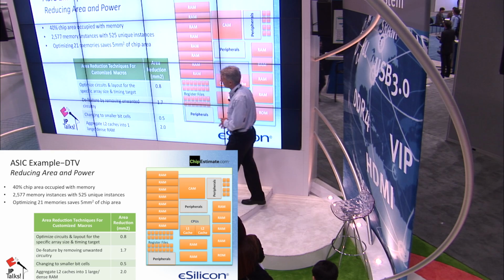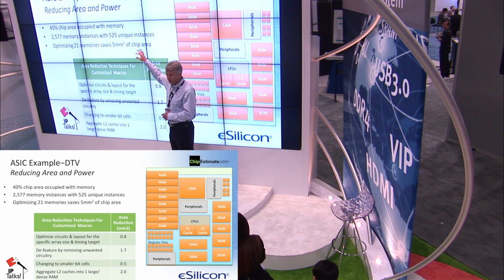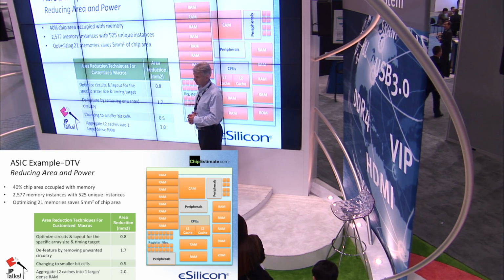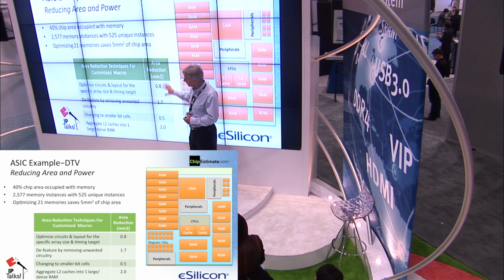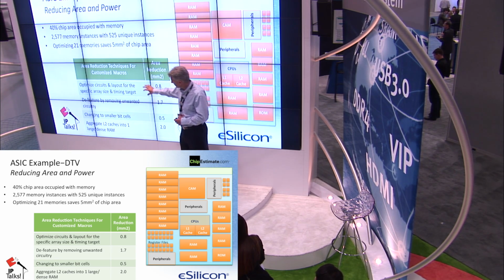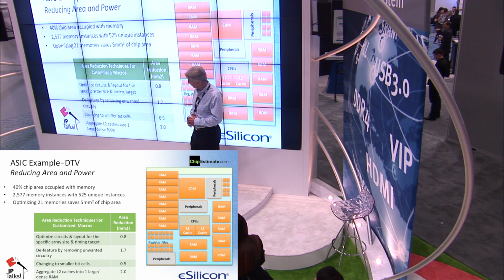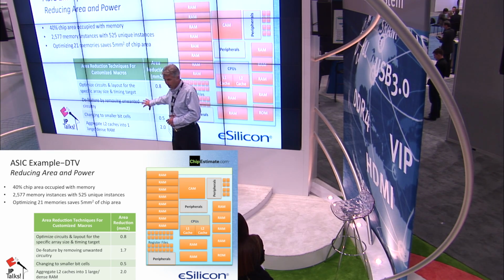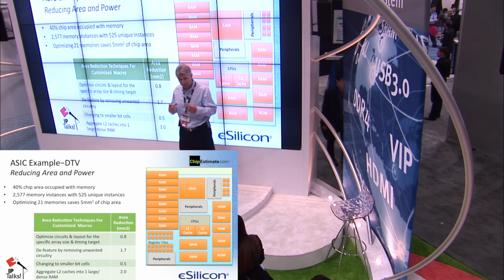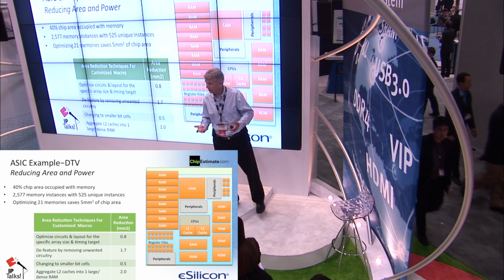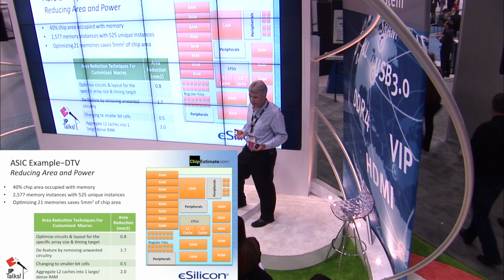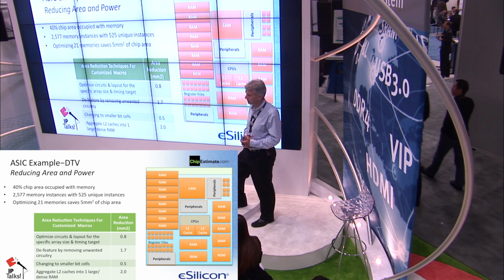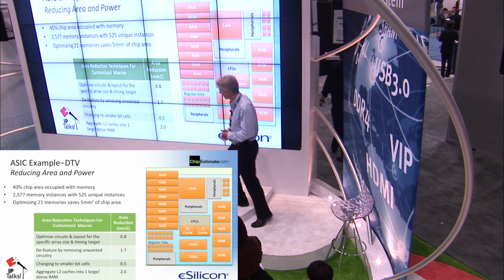What we were able to do was to save a total of 5 square millimeters of chip area, which in a consumer product makes a significant difference to the cost. The kind of area reduction techniques that we were able to use: circuit and layout optimization, and removal of unnecessary circuitry. A lot of the compilers put things in which give you a lot of flexibility, but if you don't need that particular functionality, then it's unnecessary.